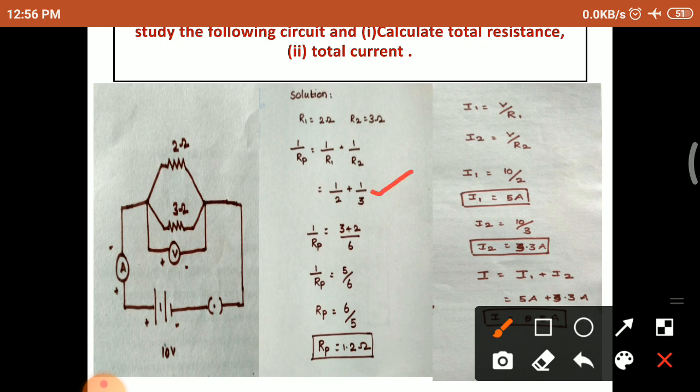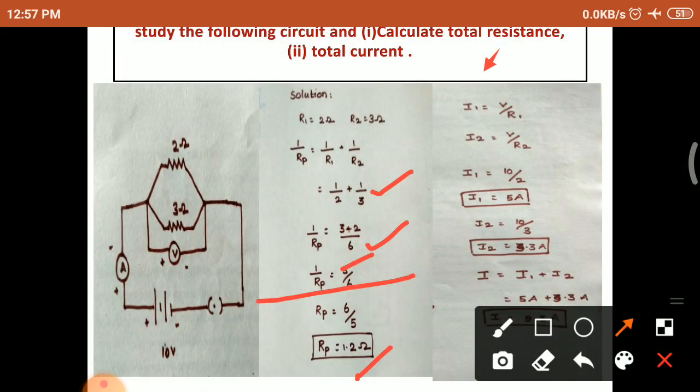Substitute the value of R1 is 2 and R2 is 3. Then if you take LCM, 1 by RP is equal to 3 plus 2 by 6. When we add 3 plus 2, you get 5, and 5 by 6. 1 by RP is equal to 5 by 6. RP equals 6 by 5. So when we divide 6 by 5, we get 1.2 ohm. So the total resistance of this circuit is 1.2 ohm.